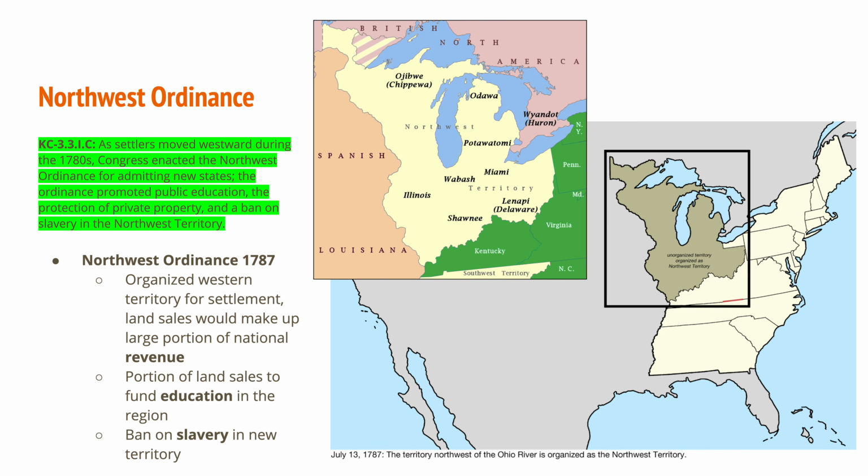Now, the other thing I want to point out on this map on the left side is that there are still native tribes that are living in the Northwest Territory. Despite it having been parceled out in portions to be sold to white settlers, there are still going to be Native Americans there, and that's going to lead to problems because they're not going to stop fighting against the United States until 1795, when the fighting ends at the Battle of Fallen Timbers.